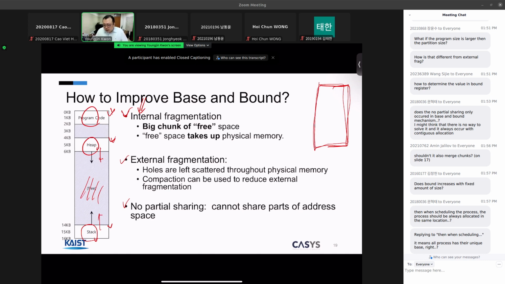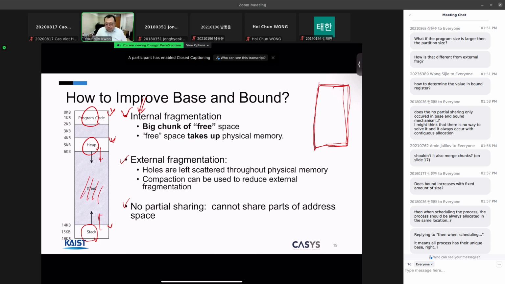Changyan, I will get back to your question after discussing this one. So, what is the idea to improve this base and bound implementation?